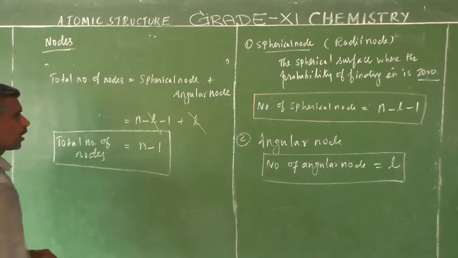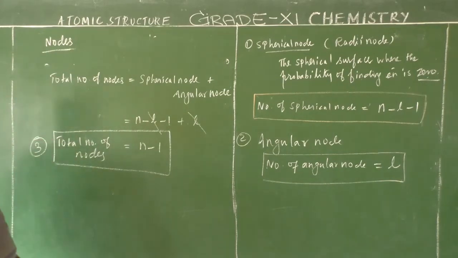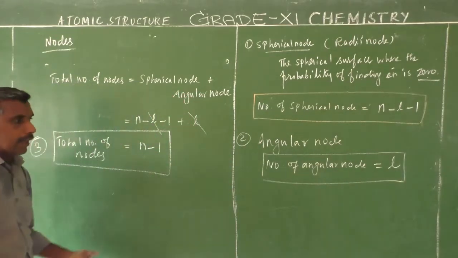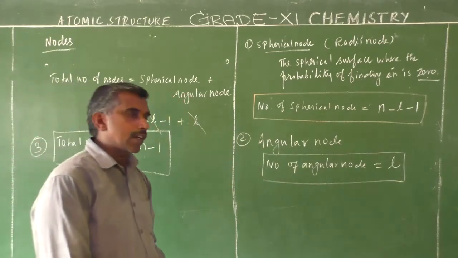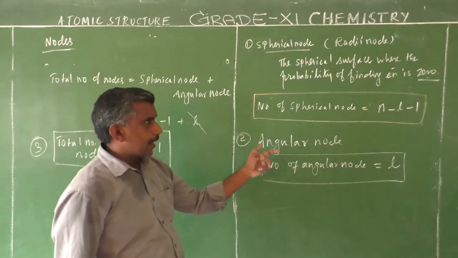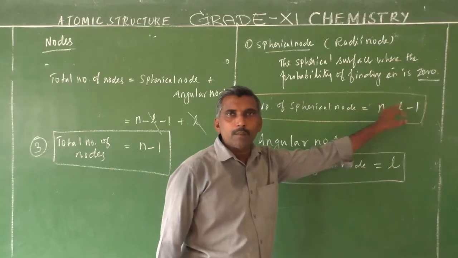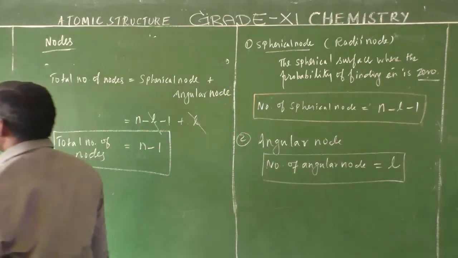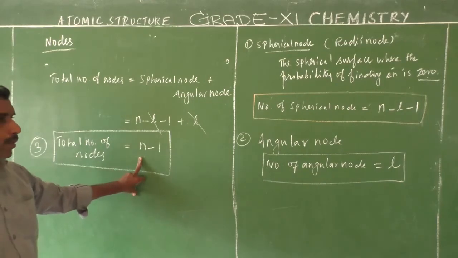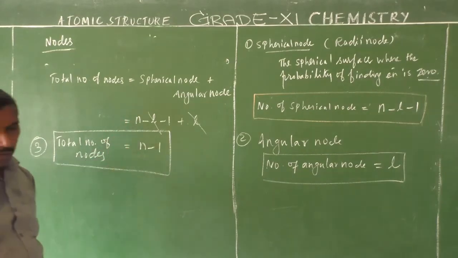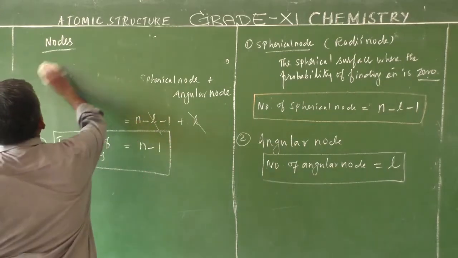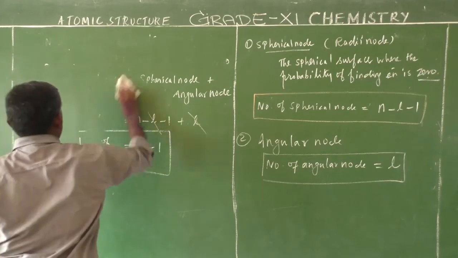So here are three formulas. One, number of spherical nodes: n minus l minus 1. Angular node: l, the azimuthal quantum number. Angular node depends on the azimuthal quantum number, and spherical node depends on the principal and azimuthal quantum numbers, but the total number of nodes depends only on the principal quantum number. Okay. Now I will solve problems for nodes.